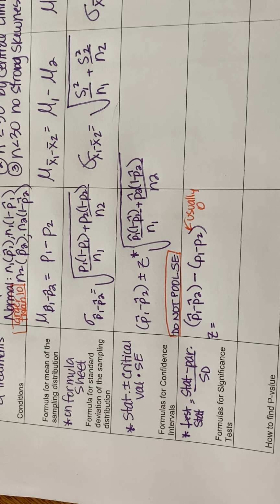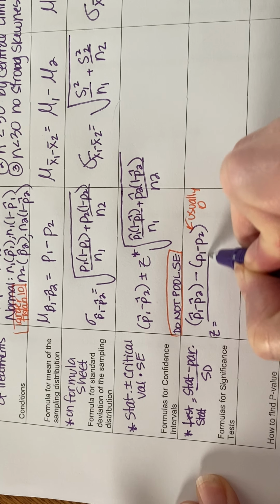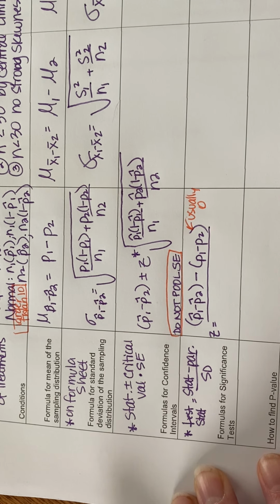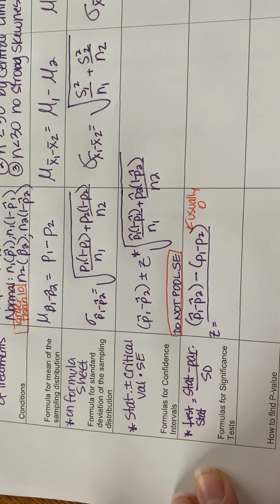If you want to see a problem where it's not 0, I think it's like number 66, because I was looking at that one yesterday in chapter 10, and that one doesn't use 0 for the parameter. It uses a different number if you're interested. But I believe in these days and times, you're going to be using 0. You'll be using 0 way more often than you'll be using another number. All right, so statistic minus parameter divided by the standard deviation.